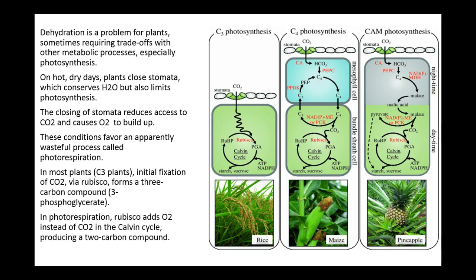So we have C3, C4, and then we have these CAM photosynthetic plants. Each of them we'll talk a little bit more about. With the CAM photosynthetic plants, you actually have the introduction of malate, which then makes that particular plant even more water resistant, I guess you might say, or water sparing.